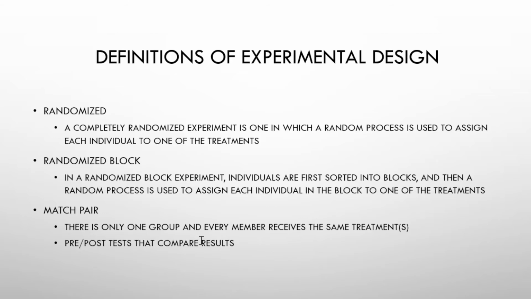So once we've chosen to do an experiment, we actually have 3 different types that we're going to cover here. So the first one in our experimental design is known as randomized. A completely randomized experiment is one in which a random process is used to assign each individual to one of the treatments. Now, the key idea of this is there is only one treatment. Good examples of this are medical experiments, such as a treatment, say, for the common cold. So I've come up with some new formula that I think is going to reduce and cure the common cold, and I'm going to go ahead and test it.